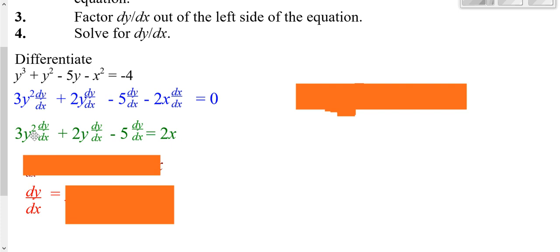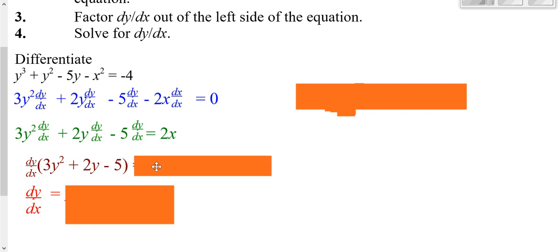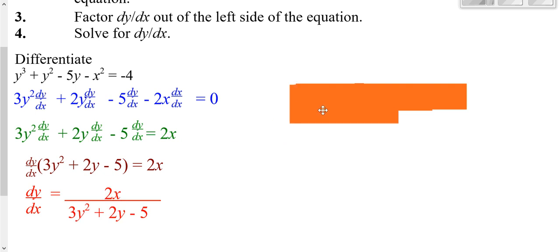Now, if you look in the left-hand side, they all have a common factor of a dy over dx. So we're going to pull that out. Then you can look at what's left. A 3y squared, a 2y, a minus 5, still equal to that 2x. We're looking for dy over dx, so we got to just get that on one side by itself. So we got to undo multiplying by the parentheses. So we just divide both sides by the parentheses. So that's our derivative via implicit differentiation, which I'm not sure how you would go about doing explicit differentiation, because I don't think you'd be able to get y on one side by itself here.